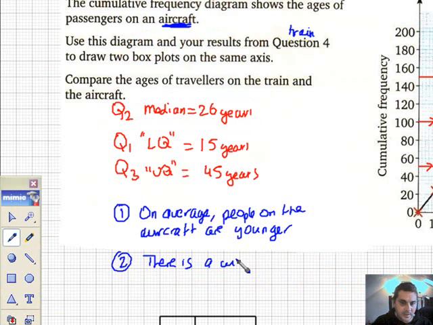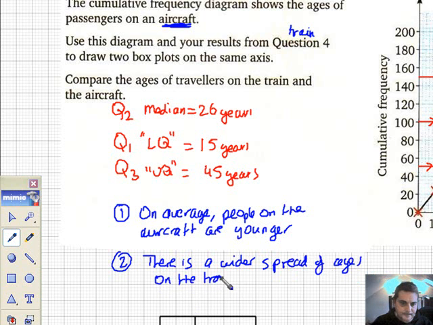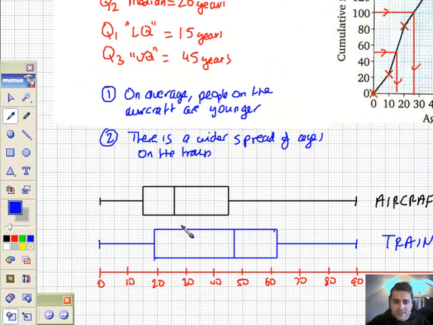There is a wider spread. Now please don't use the words wider range because you're taking this from the interquartile range. So show that you understand what range means and use the word spread. There is a wider spread of ages on the train. Or you can say there is a narrower spread of ages amongst those who travel by aeroplane. But okay, that's fine. Two comparisons, that's all you need to say. And it's always about the median, and it's always about the spread.